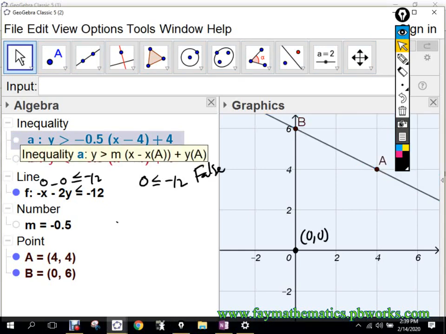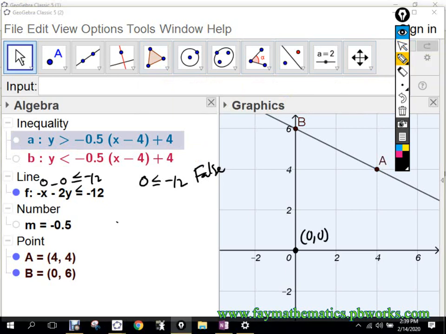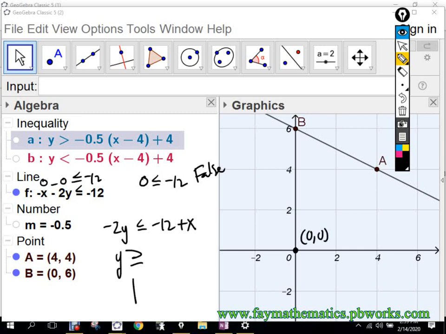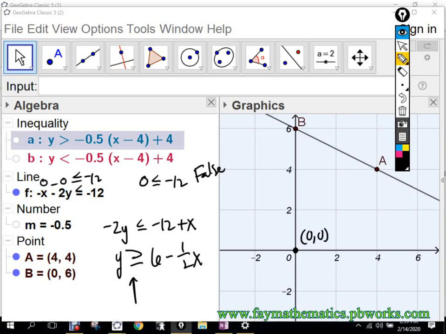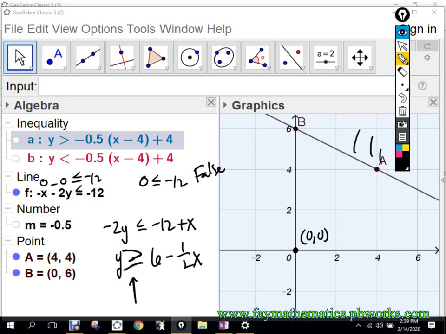If we were to put it into y equals mx plus b form, we would have negative 2y less than or equal to negative 12 plus x. Divide by negative 2, and dividing by a negative flips the inequality, so it would give me y is greater than or equal to 6 minus 1/2 x. So shade above as well. Does that make sense? In my opinion, substituting 0, 0 is a much easier approach than changing to y equals mx plus b. And it's safer, because some people forget the rule of flipping that inequality sign. Does that make sense?